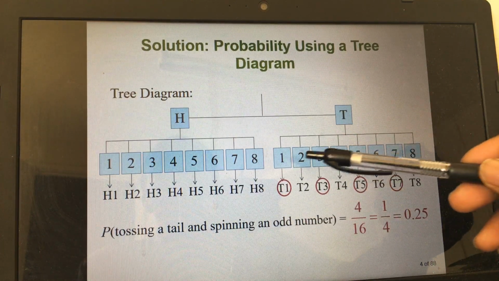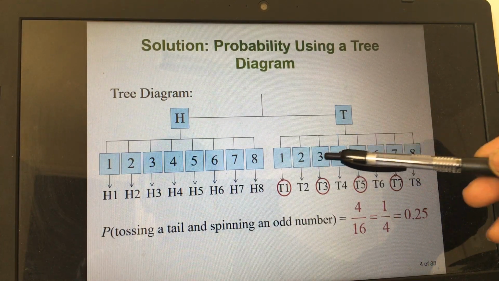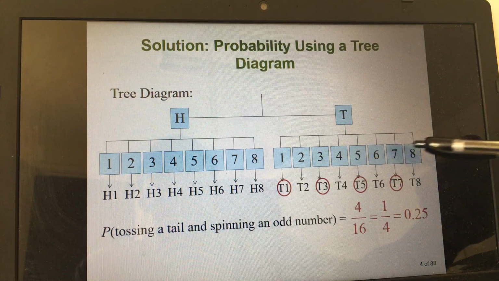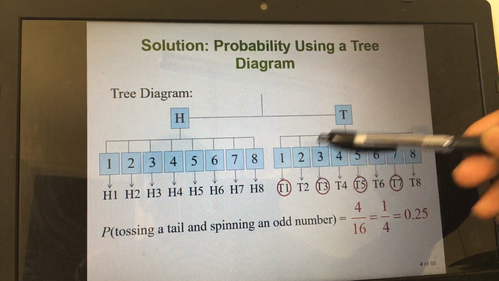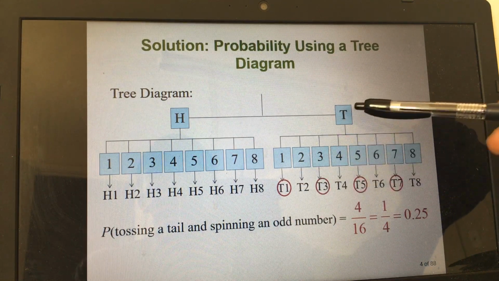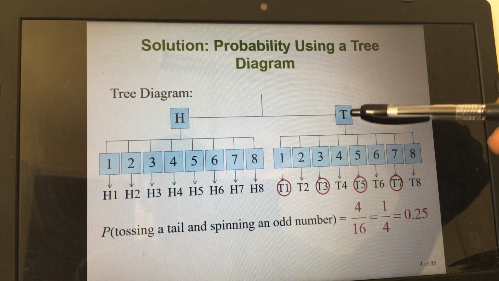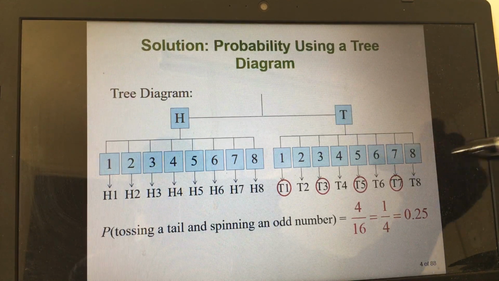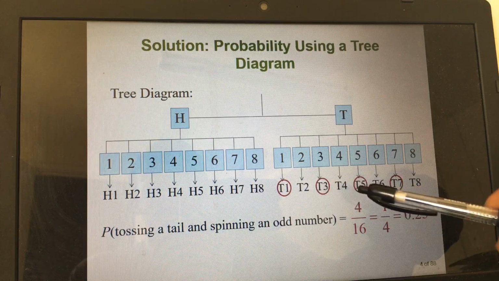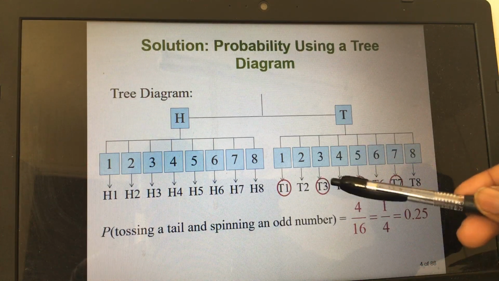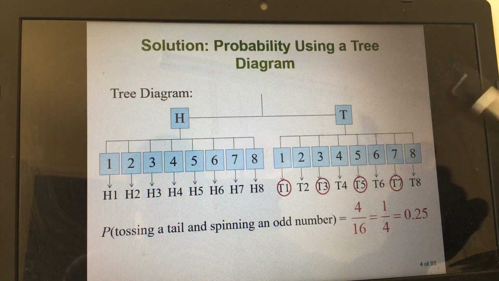These are the odd numbers here: 1, 3, 5, and 7. And these are the tails. So tail and 1, tail and 3, tail and 5, and tail and 7. These are the possible outcomes of getting a tail and an odd number. And there are 4 of them: 1, 2, 3, 4.